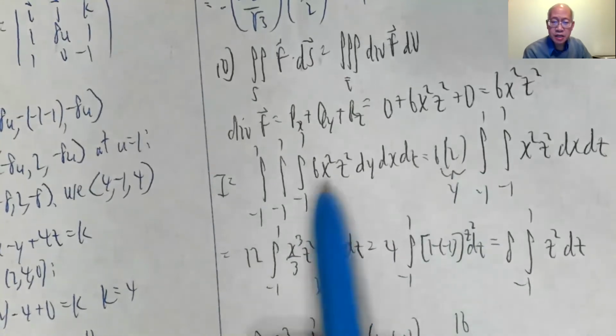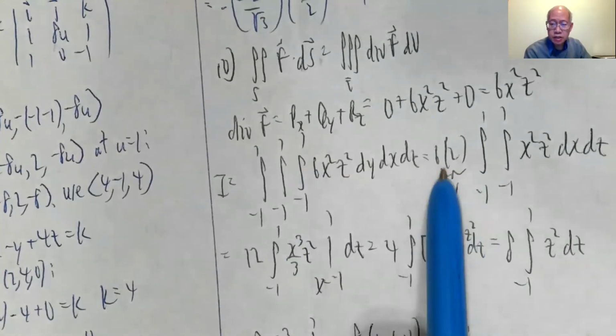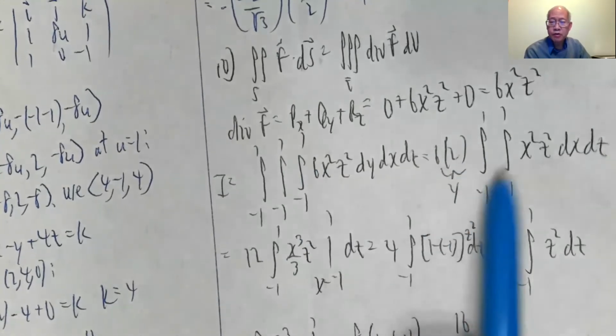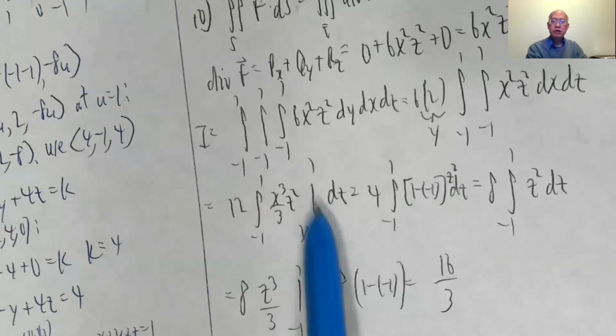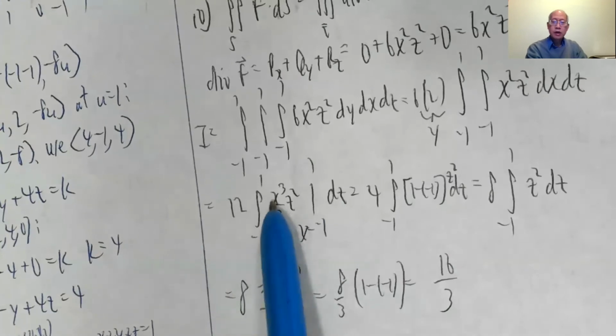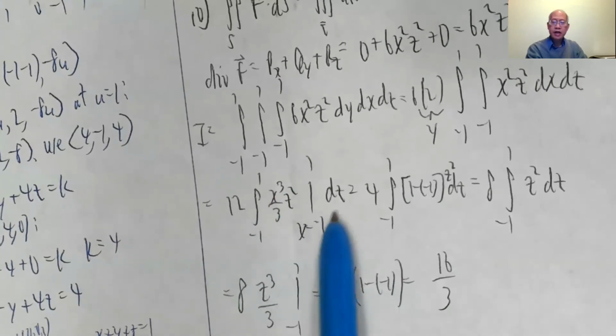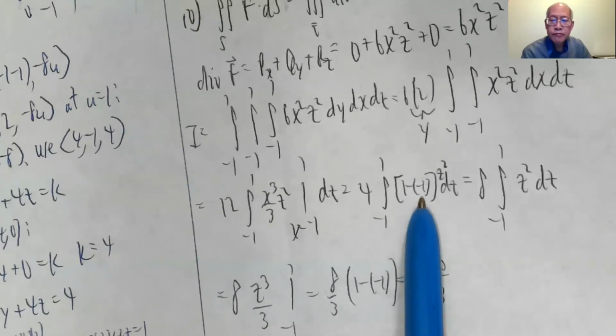So I'm just going to take out the 6. The length of the y interval is 2, 6 times 2. Integral from negative 1 to 1 for both x and z, dx, dz. That's 12, x cubed over 3, z squared. x goes from negative 1 to 1. Total divided by 3 is 4. Plug in 1, you get 1. Plug in negative 1, you get negative 1. 1 minus a negative 1, that's 2.